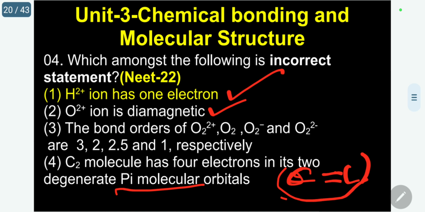So, this is the way we have to follow. Next question.